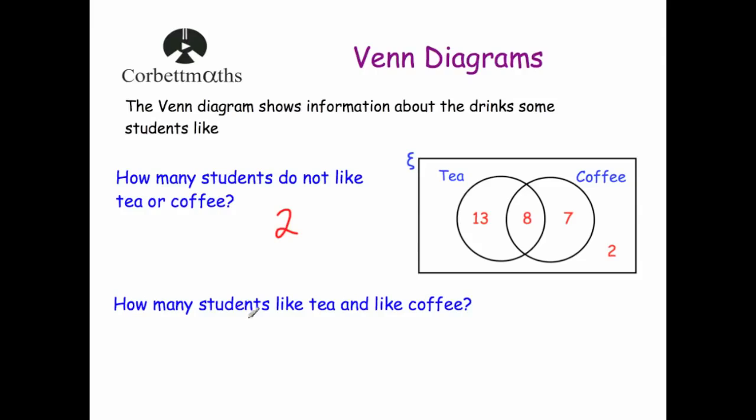The next question says, how many students like tea and coffee? So because it's "and", it means they like tea and coffee. It's going to be the people in the middle that like tea and coffee. So there's 8 students that like tea and coffee.